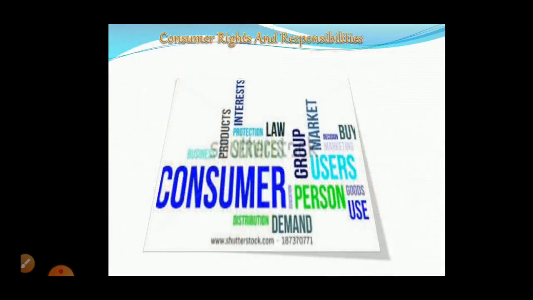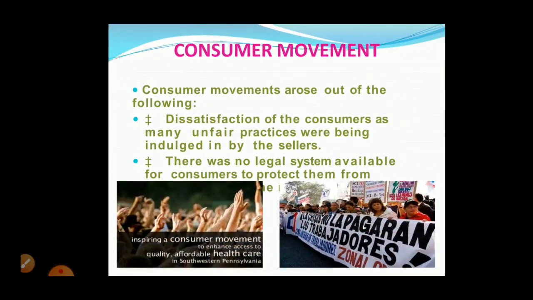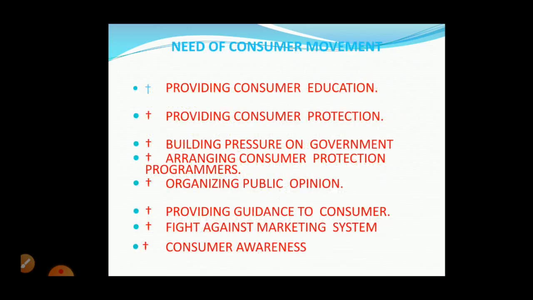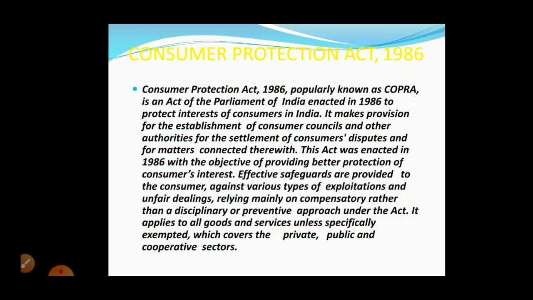Then we saw that consumers are exploited and the ways they are exploited, other than your book content. Then we saw that the consumer movement arose out of the dissatisfaction of consumers because of unfair and adulterated products, and there was no legal system to protect them. Because of these reasons, the consumer movement has arisen in India from 1960 onwards, and it was made into an act, the Consumer Protection Act of 1968, which is shortly known as COPRA.